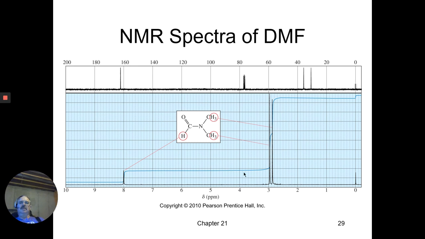Okay, so here is dimethylformamide. The formamide hydrogen shows up at about 8. And notice the methyl groups are distinct. They're different. Because there is a lot of double bond character in the CN bond, free rotation is restricted, and so we have 2 methyl peaks because this one is trans and this one is cis.